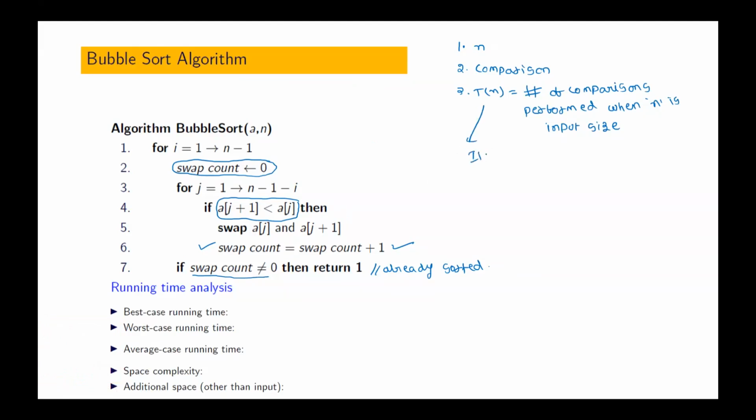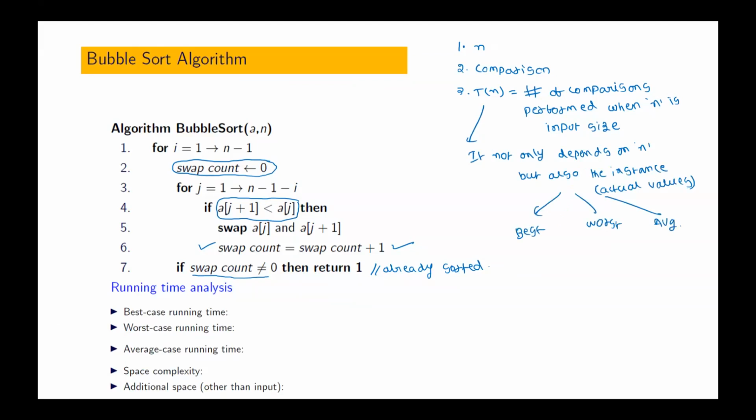It not only depends on n, but also on the instance. That means the actual values. Is it correct? Once this case occurs, then what do we have? We have best case, worst case, and average case. Is that okay? Now you tell me what happens in the best case.